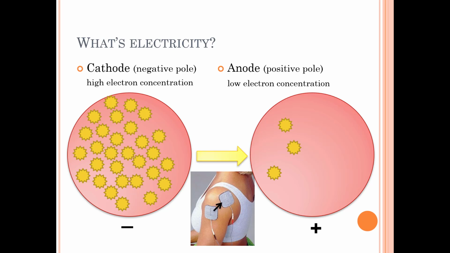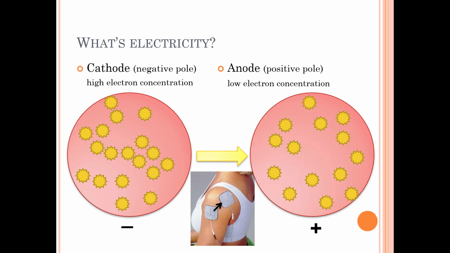We can see this in the 2 circles and also on the patient in the middle of the slide, who has 2 electrodes on her shoulder. The arrow represents the movement of the electrons. Electrons like to flow from areas of high concentration to areas of low concentration, or from the cathode to the anode. In other forms of electrical current, such as alternating current, the poles switch from positive to negative during the electrical charge.